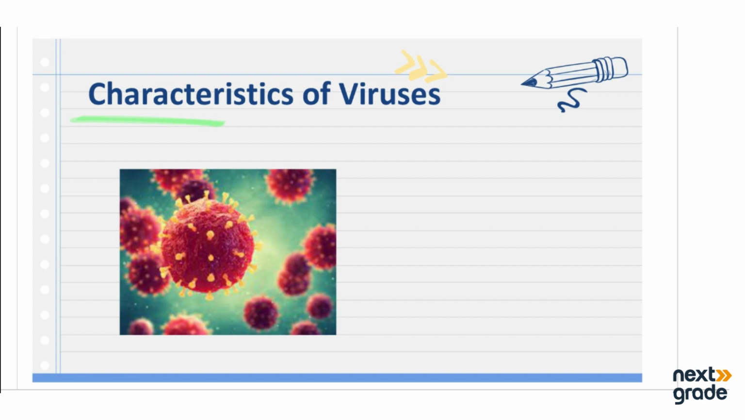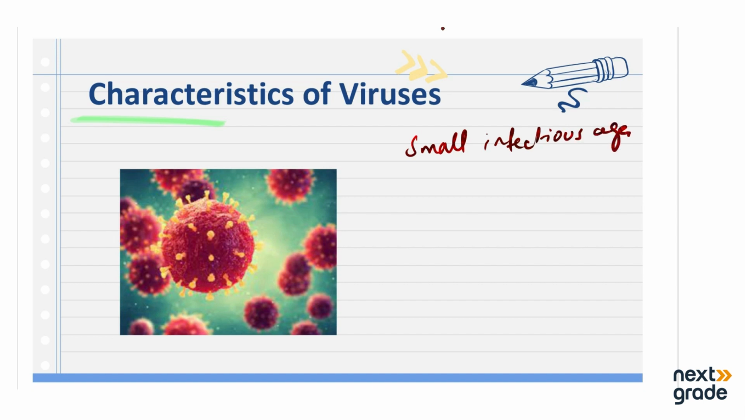In today's video, we are going to learn about the characteristics of viruses. Viruses are extremely small infectious agents that can't be seen with our naked eye, and can only be seen under an electron microscope.